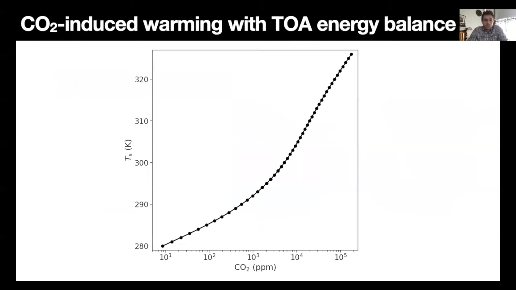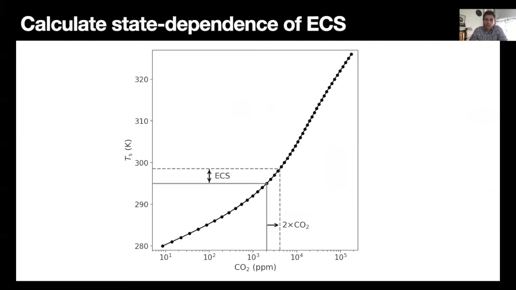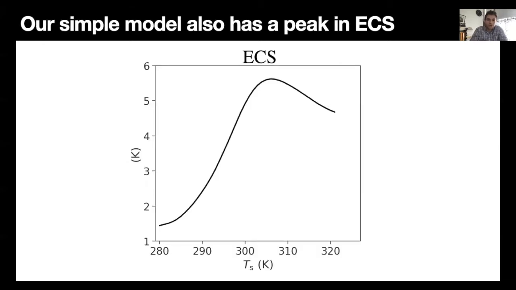And we study CO2-induced warming in this model simply by imposing TOA energy balance for varying concentrations of CO2. And we end up with this curve that relates the CO2 concentration to the surface temperature. And then, as I showed you before, it's straightforward to calculate the ECS for any base state along this curve. And this is what comes out.